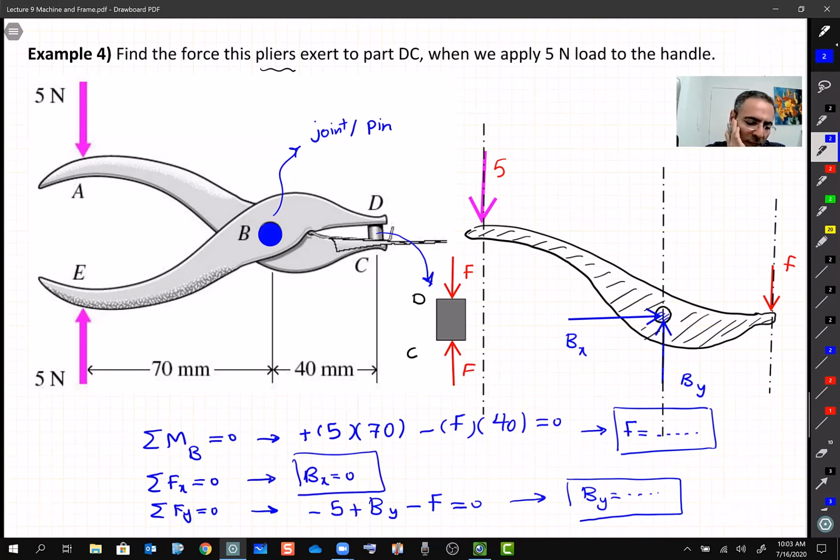This question didn't ask us, but sometimes we need to find the reaction at the pin as well. Any question before we leave for this one? So as you see, it's very simple. No matter how complicated a machine or a frame is, you just need to disassemble them, start with free body diagrams, and see how this formula can help you.